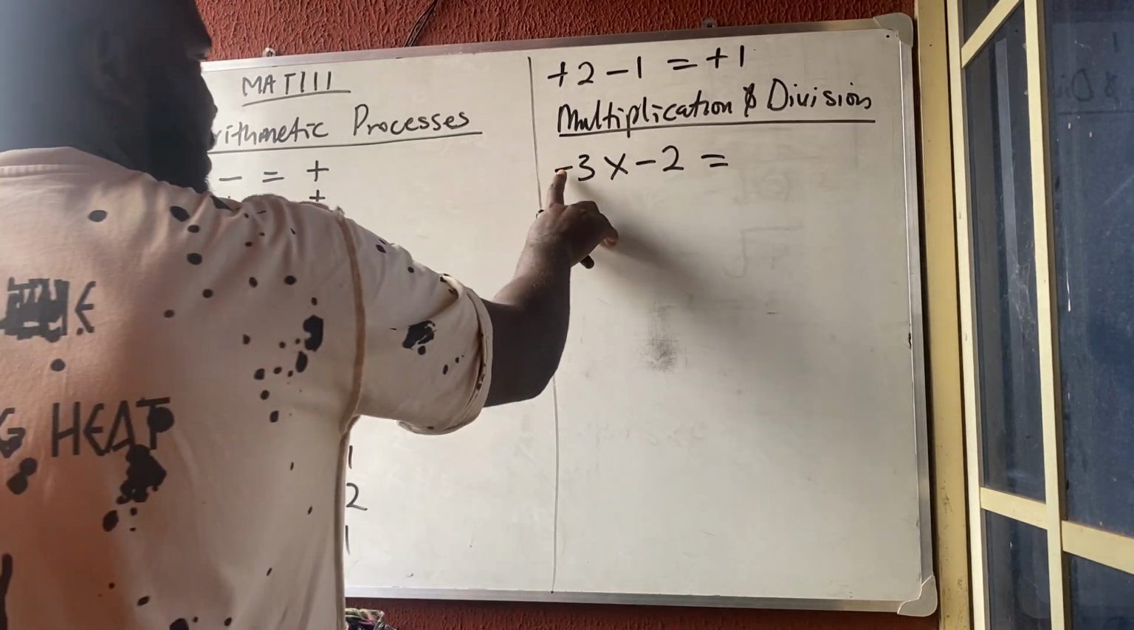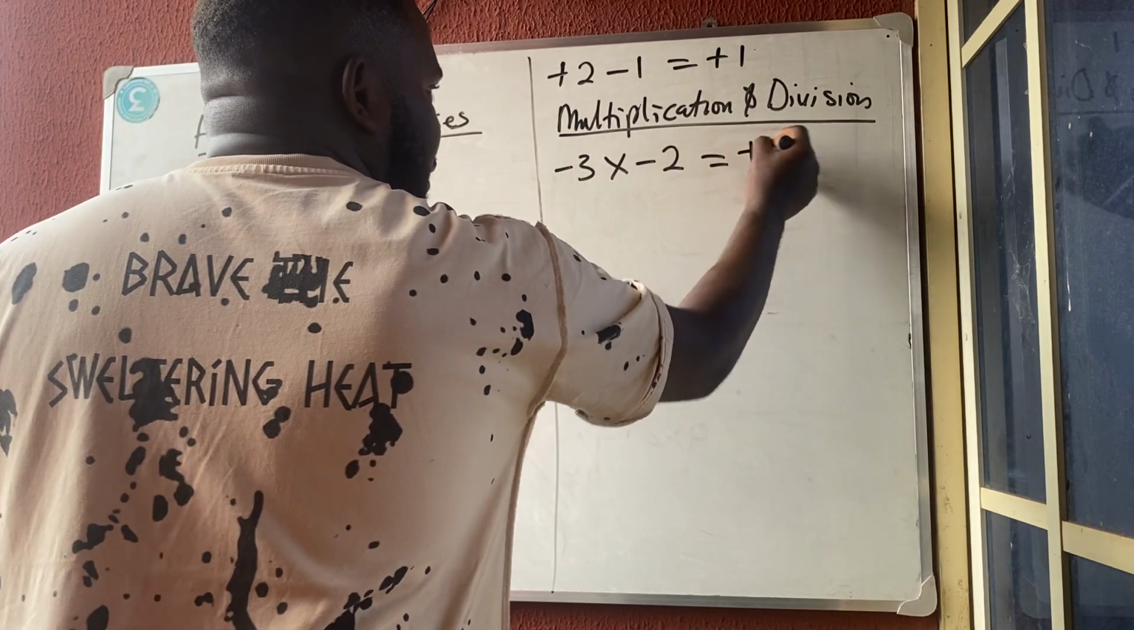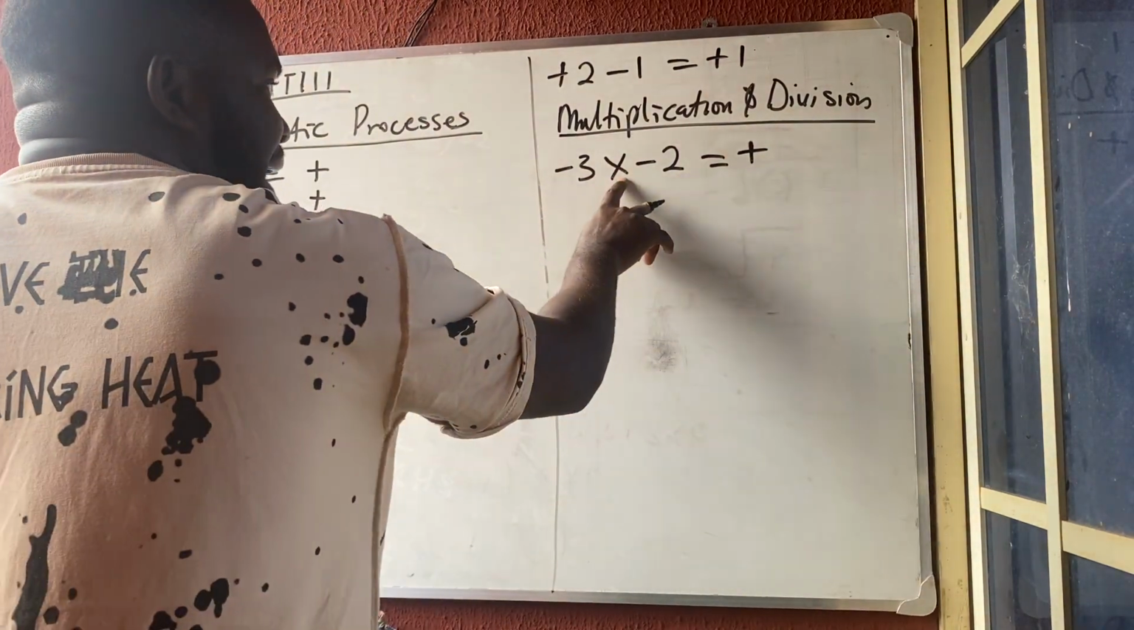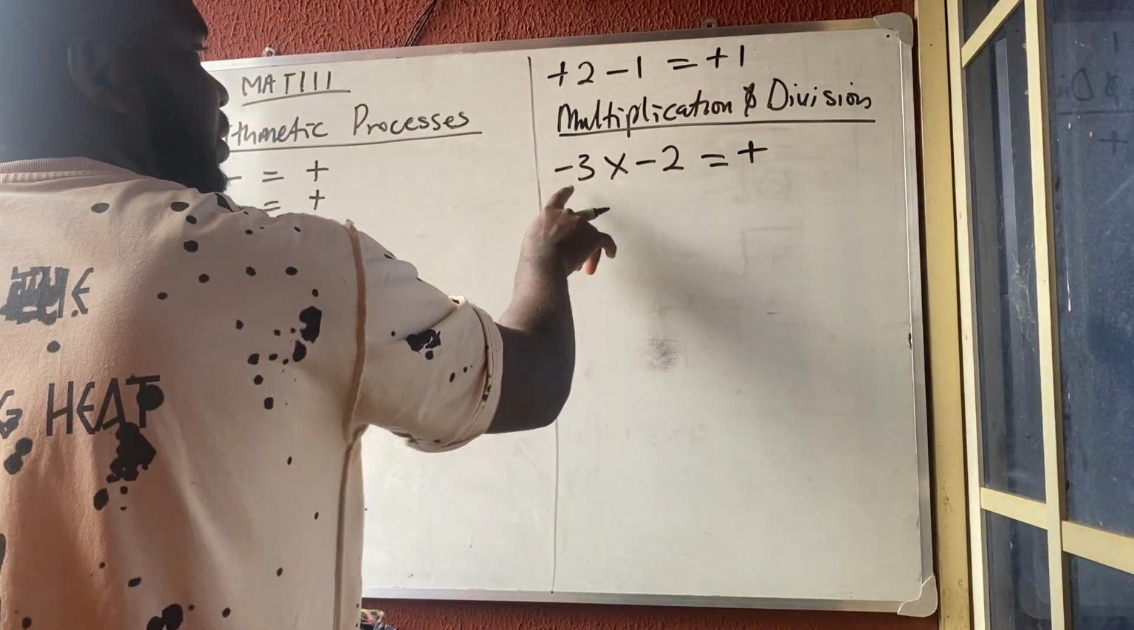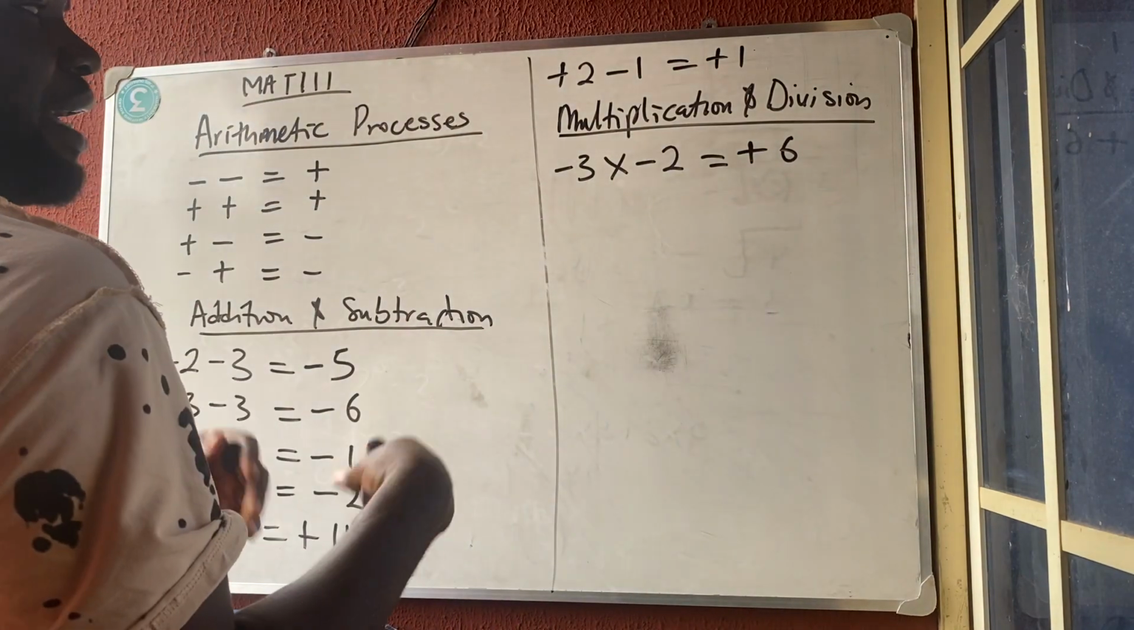Now look at this, it is minus minus, and the signs are the same. So I'm going to have plus. That is what my answer will carry. Then my operation is the times here. I want to say 3 times 2. I have 6, plus 6. It's as simple as that.